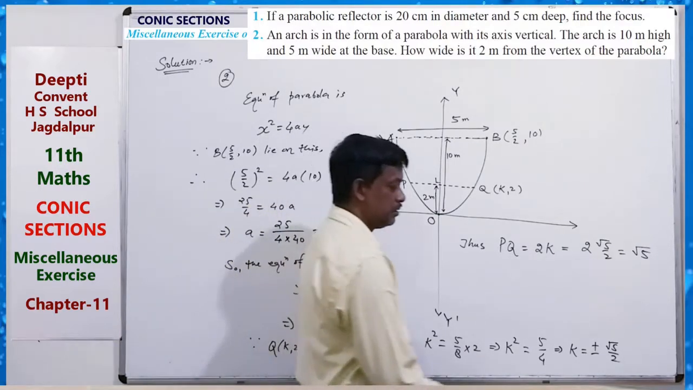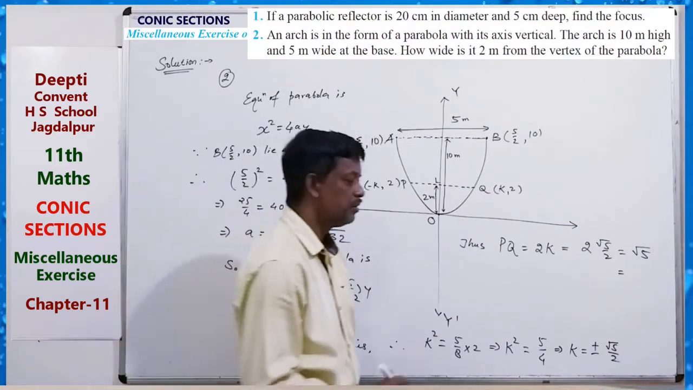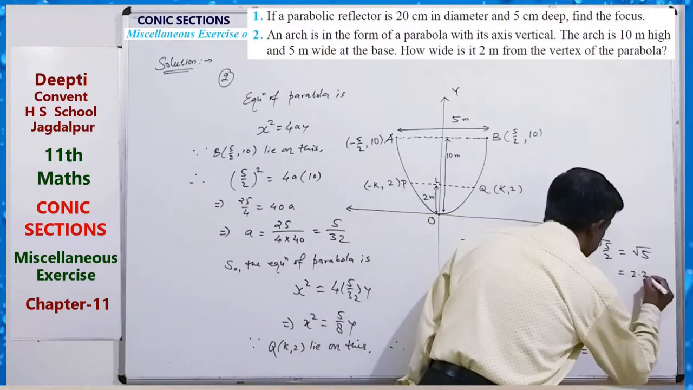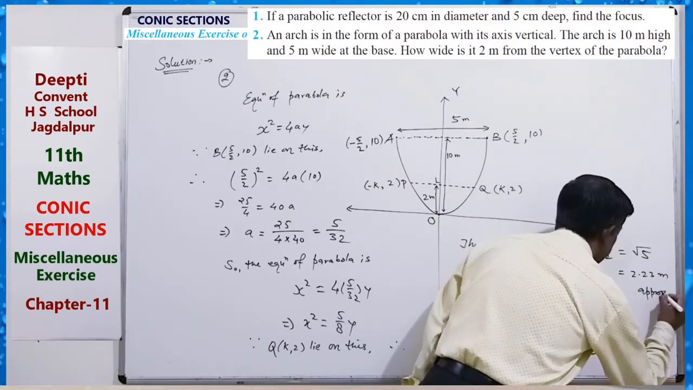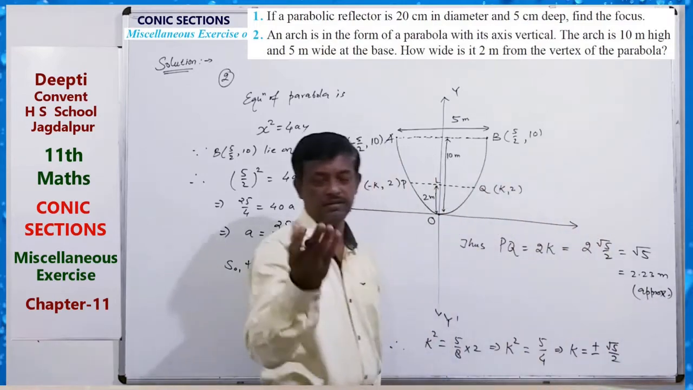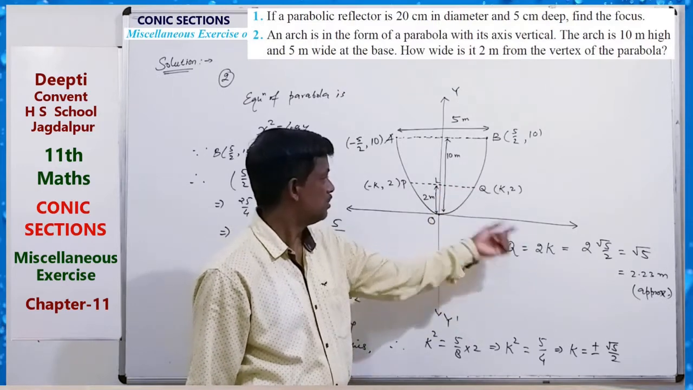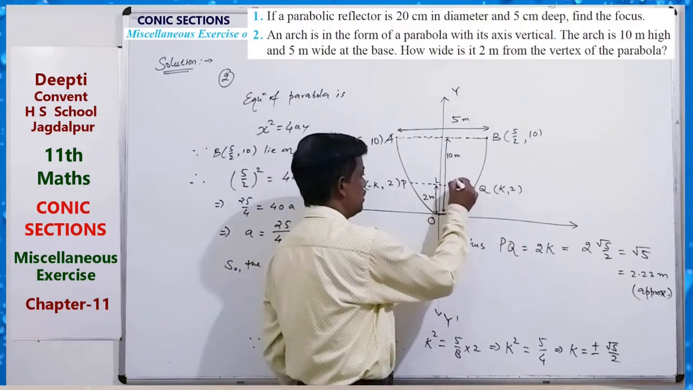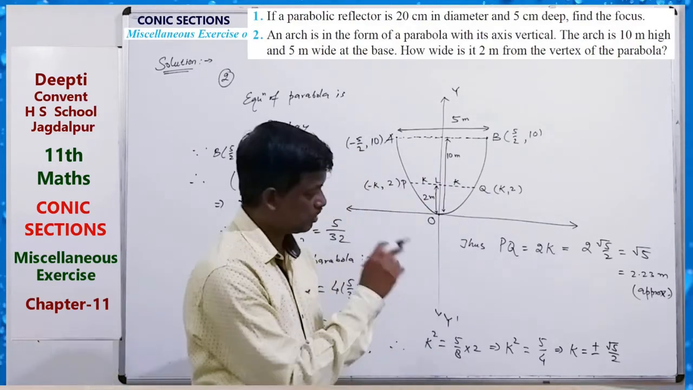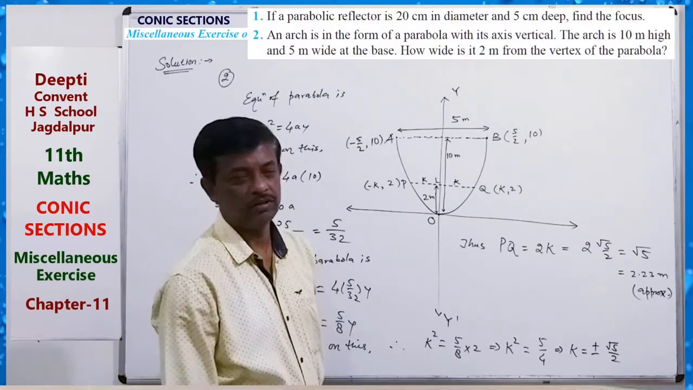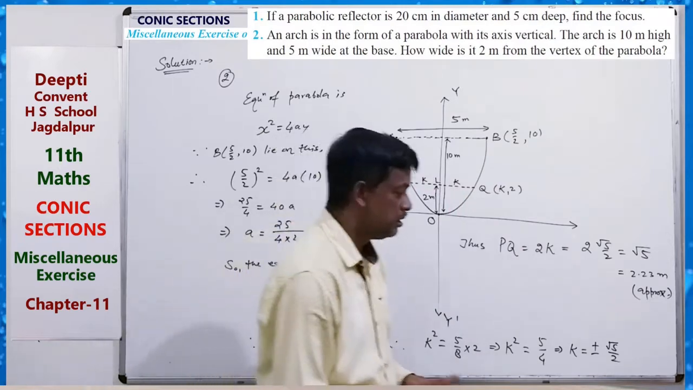So, root 5. Approximately what will be the value? 2.23, so 2.23 meter approximately. Clear? This is the value of 2 times of this, 2 times of K. This is K. That is the value, the wideness. This wideness is 2.23 meter.